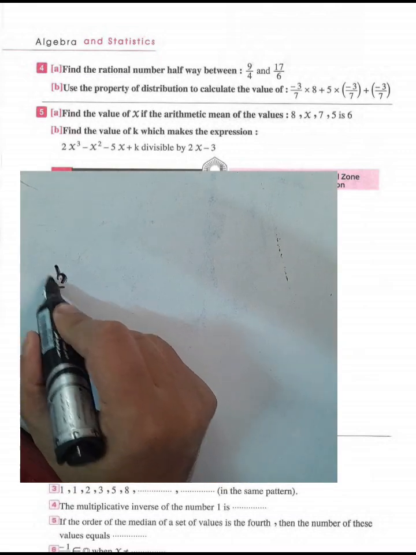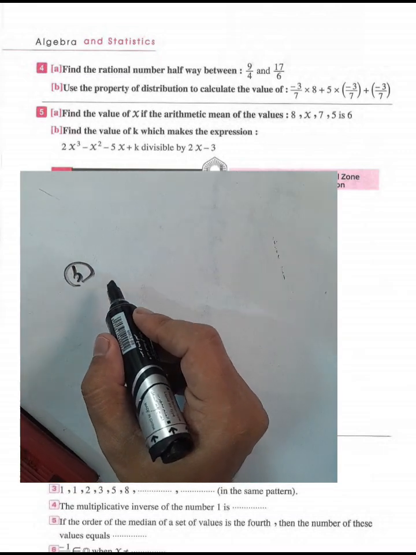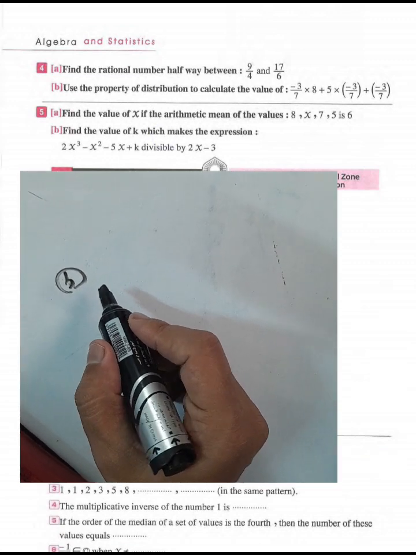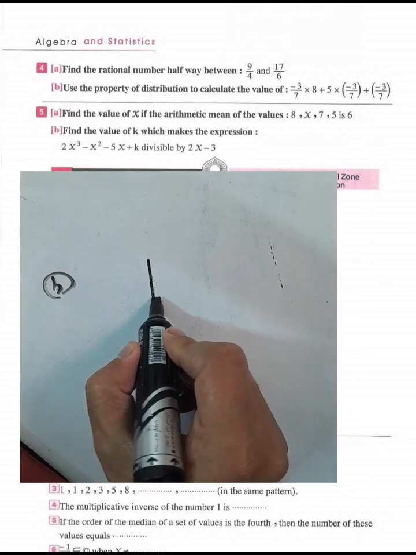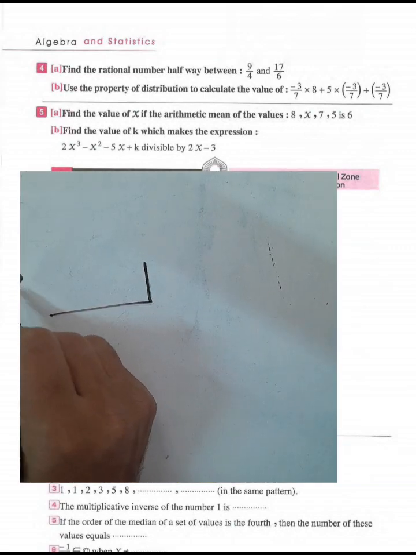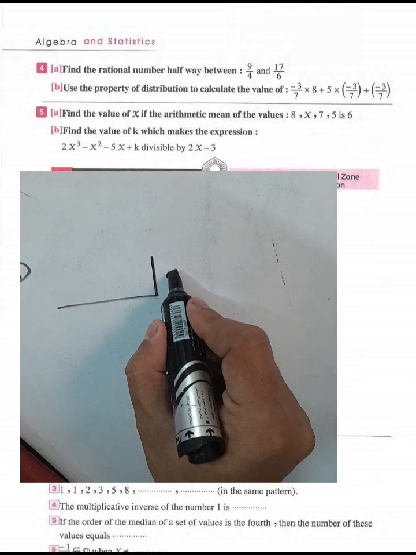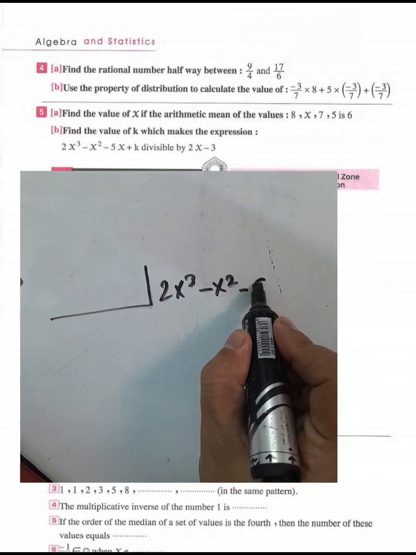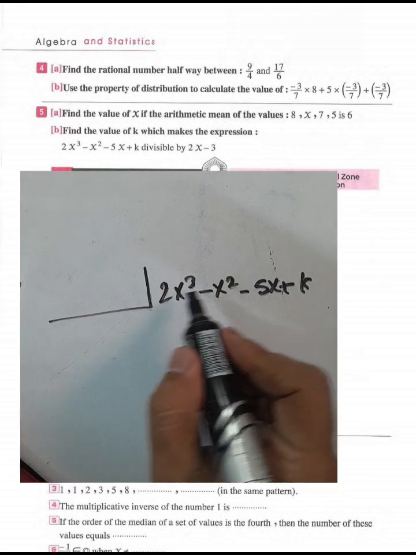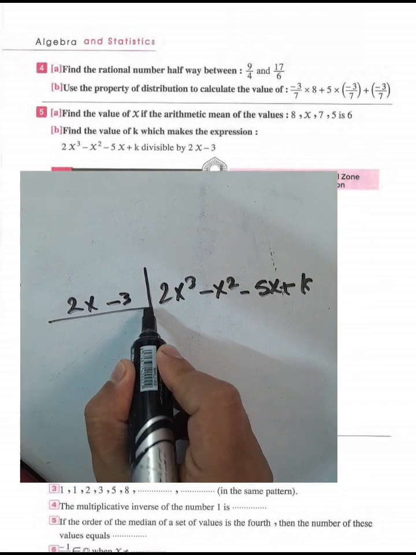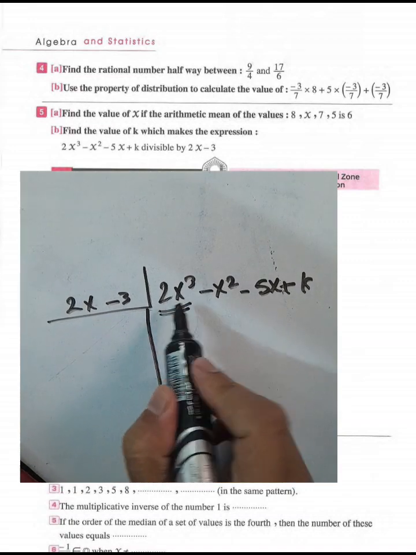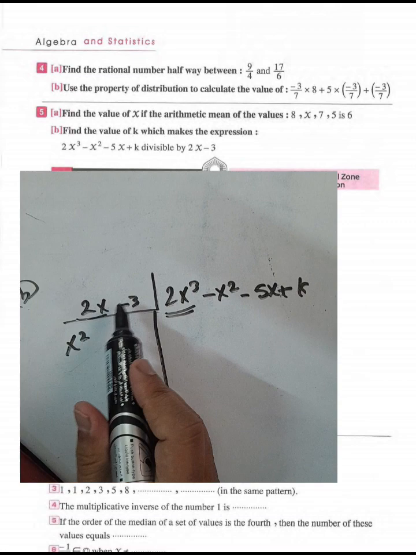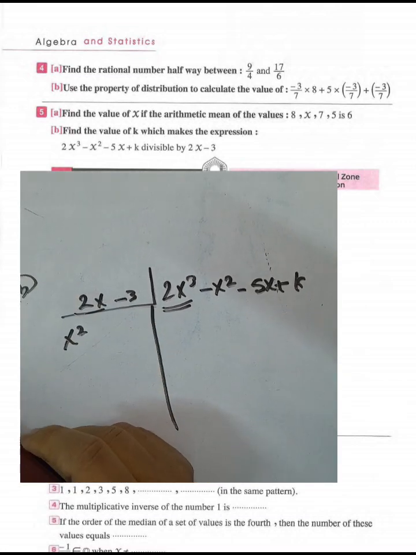Okay, question letter C. Find the value of k which makes the expression divisible by 2x minus 3. We can use here division between two expressions: 2x to the power 3, minus x to the power 2, minus 5x plus k, divided by 2x minus 3. 2x to the power 3 divided by 2x, the result will be x to the power 2. And then x to the power 2 times this expression, write the result down here.